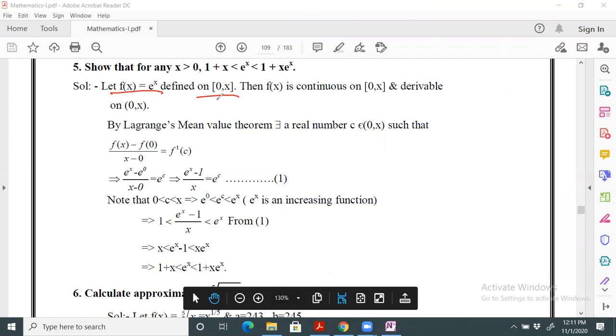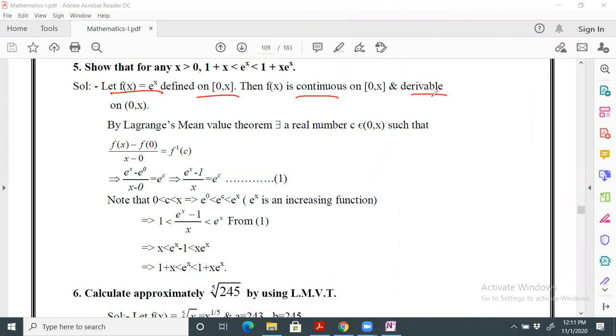Already we discussed f of x is a continuous function and it is differentiable everywhere. Then the two conditions of Lagrange's mean value theorem are satisfied, so it is applicable. Then there exists at least one real point c in the open interval 0 comma x such that f dash of c equals f of b minus f of a by b minus a. f dash of c is nothing but e power c. So now we have to get e power c.